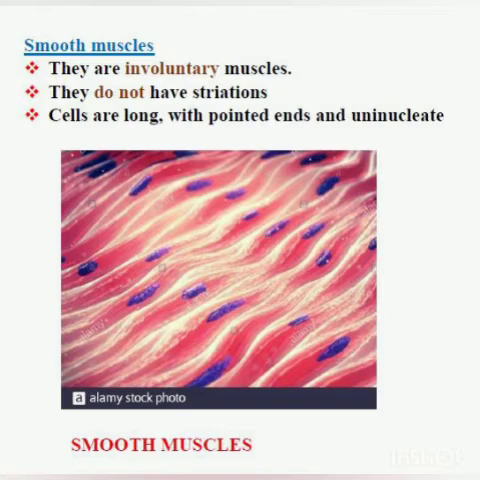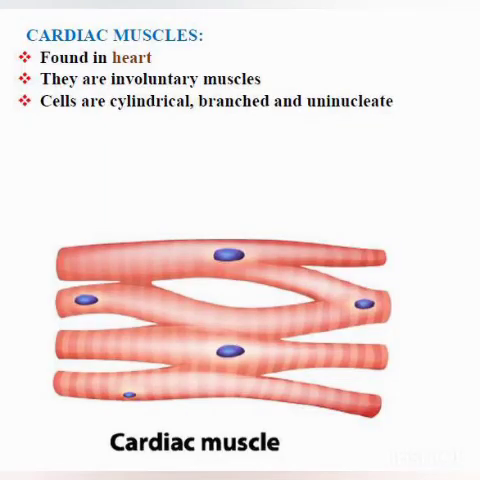Then the third muscle is the cardiac muscle. Cardiac, as the name suggests, is found in the heart. They are involuntary muscles because we cannot control the movement of the heart. So they are involuntary muscles, and the cells are cylindrical, but the cells are branched and uninucleate. There is only one nucleus. I hope it is understood. Everyone has understood this. So, three types of muscles.